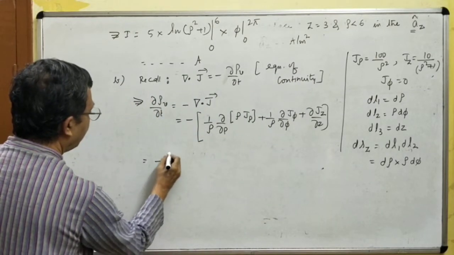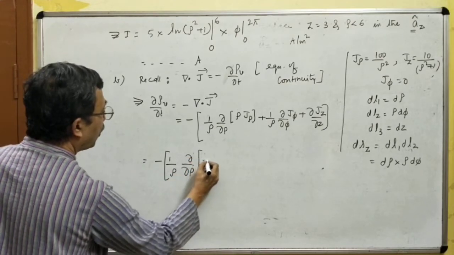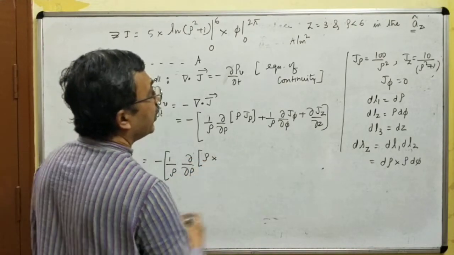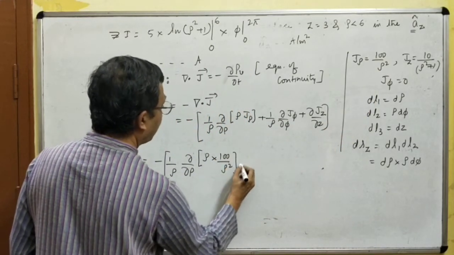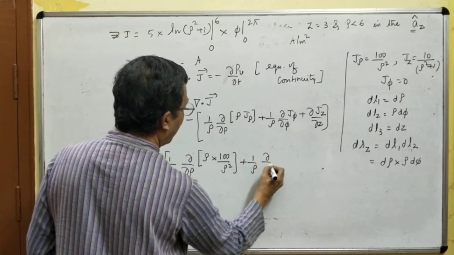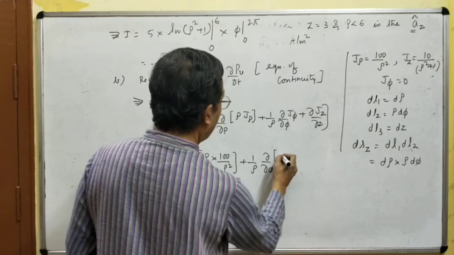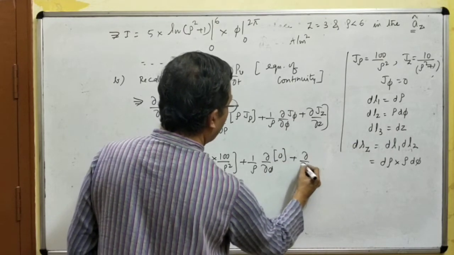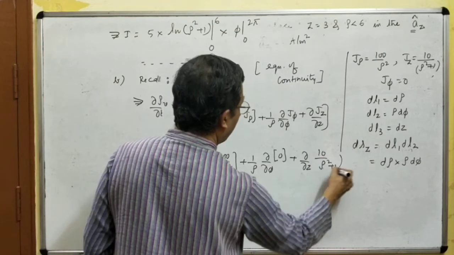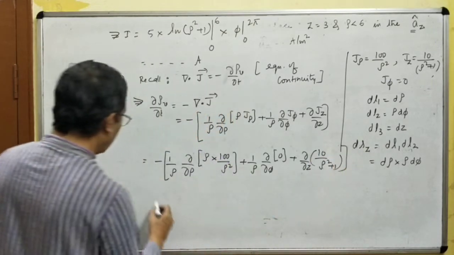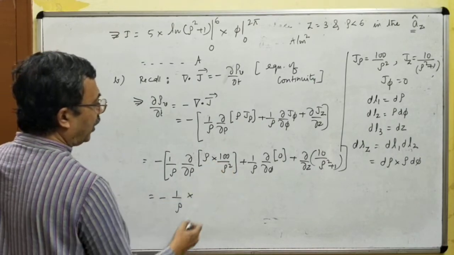Equals minus sign, I keep out 1/ρ ∂/∂ρ operating on ρ into what is Jρ? Jρ is 100 by ρ square, plus 1/ρ ∂/∂φ operating on Jφ. What is Jφ? Jφ is 0, plus ∂/∂z operating on Jz. What is it? 10 divided by ρ square plus 1. So now this is minus 1/ρ into, this is 100 by ρ square.